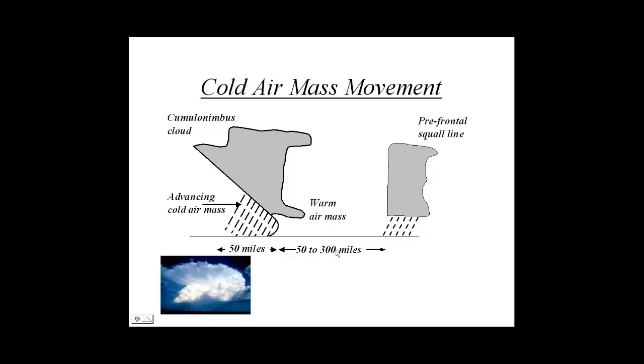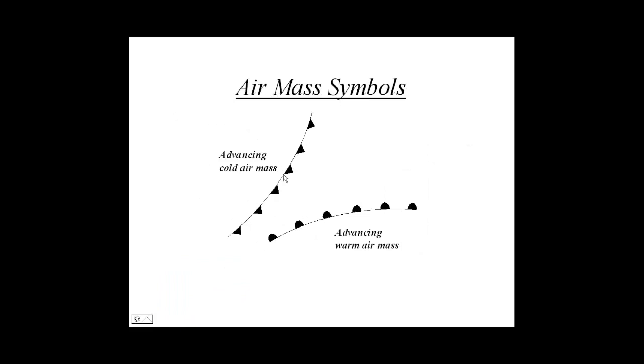As you see here, this could be 50 to 300 miles ahead of the cold front, and this rain within the front of the cold front could be in the neighborhood of 50 miles or so. So that's the advance of a cold air mass. These are air mass symbols. We've already used these symbols, so this is no new news to you.